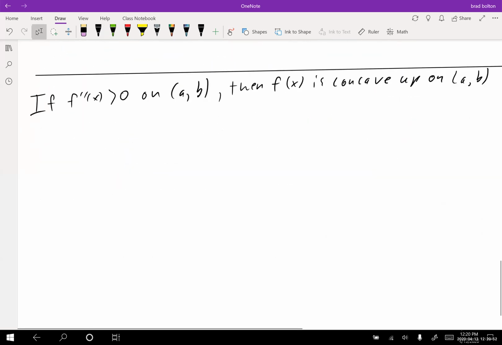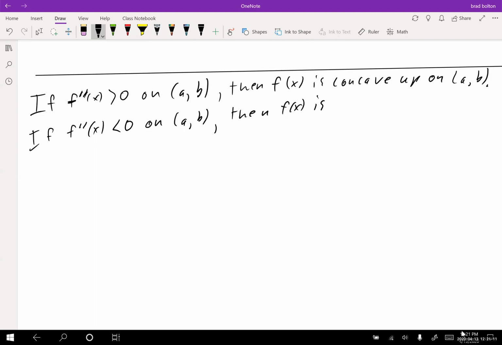On (a, b), if, as you guessed, f double prime of x is less than 0 on some open interval a to b, then we know that f of x is concave down on a to b. So basically what this is saying is that if we look at the second derivative and we plug a number in and we get a positive or a negative, we can determine concavity based on the second derivative, okay?